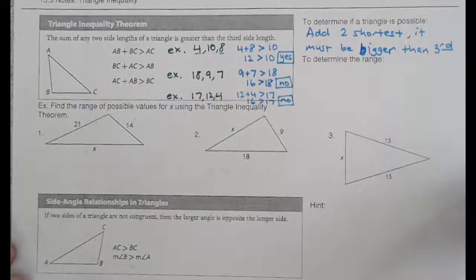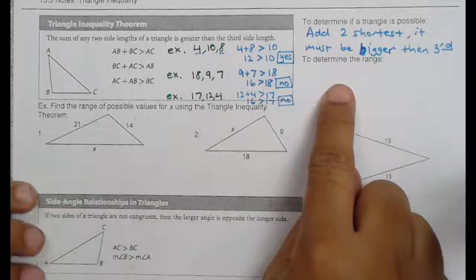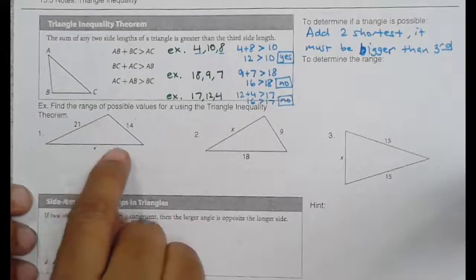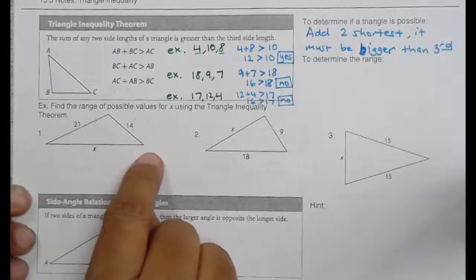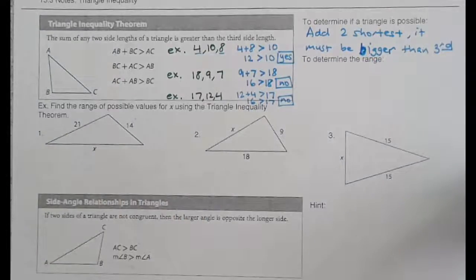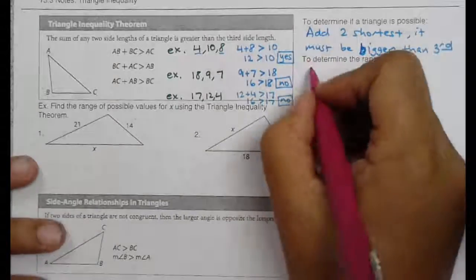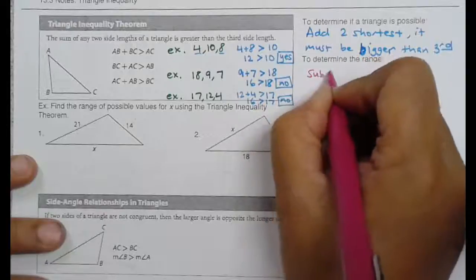All right, next part is to determine the range. So if I know two sides, what could that third side possibly be? What values of x? So what we're going to do is to get the smaller number, we're going to subtract the numbers.